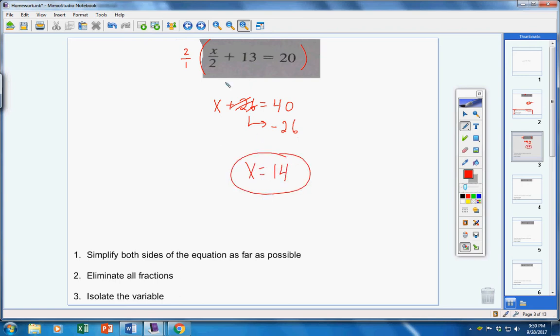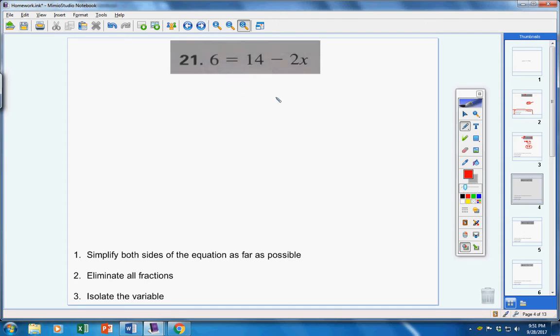Now let's check it. When the x is right here, I'm going to put 14. 14 over 2 is 7. 7 plus 13 is 20. Moving on.